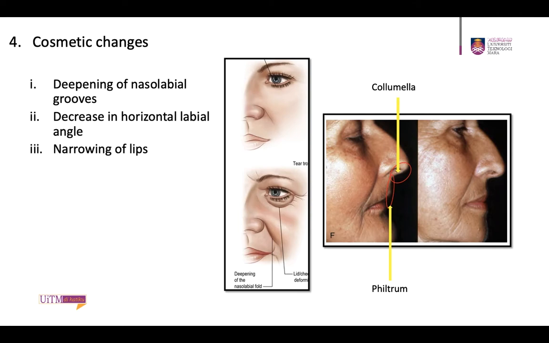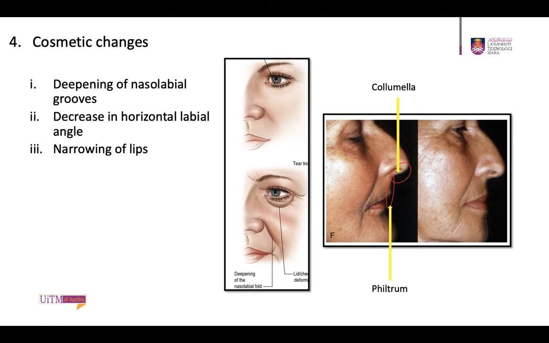Third one is the narrowing of lips. I hope this picture is obvious enough to you that the upper lip, you almost cannot see the upper lip of this patient when she doesn't have her dentures in. As compared to this photo, the lip fullness is there. Okay, so you can see the lips.